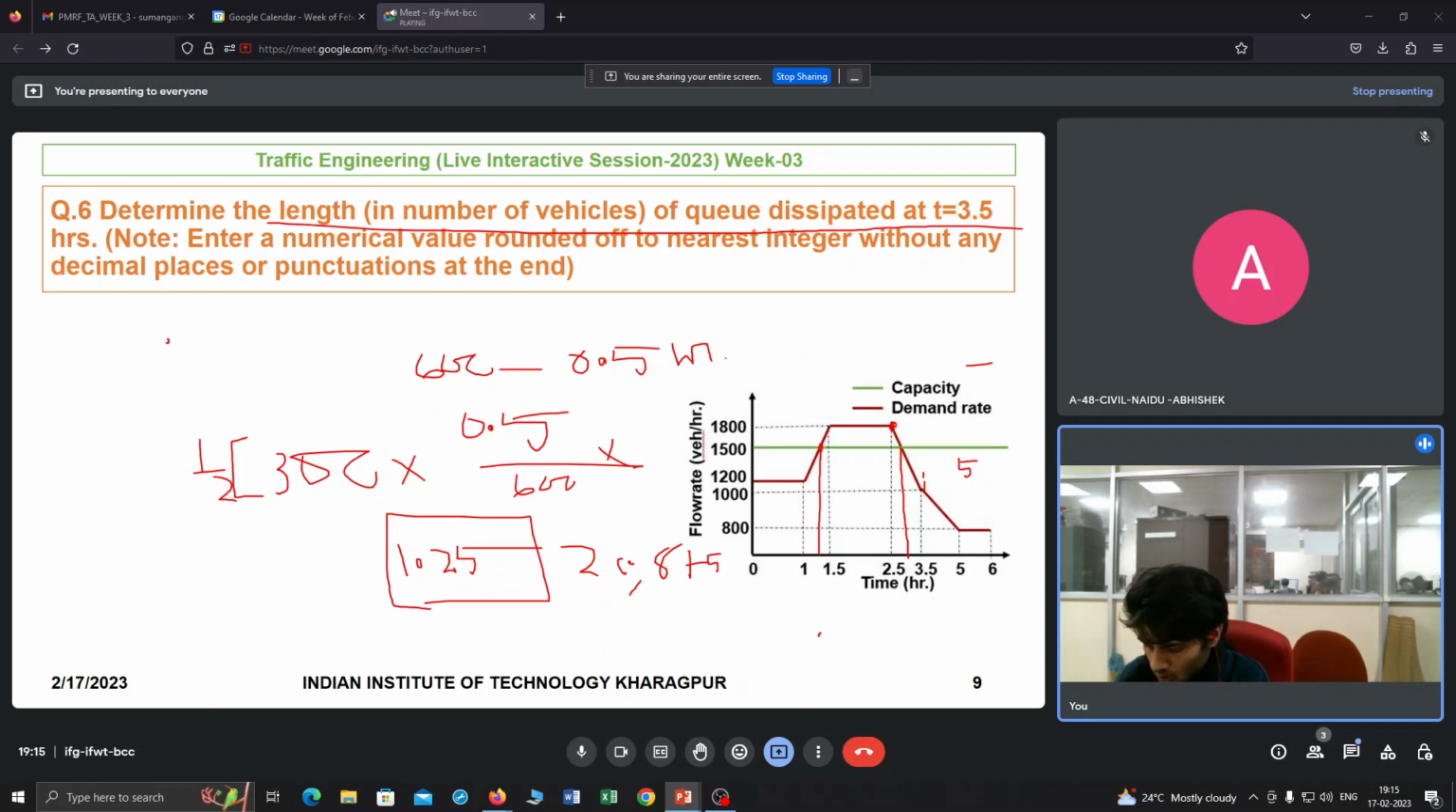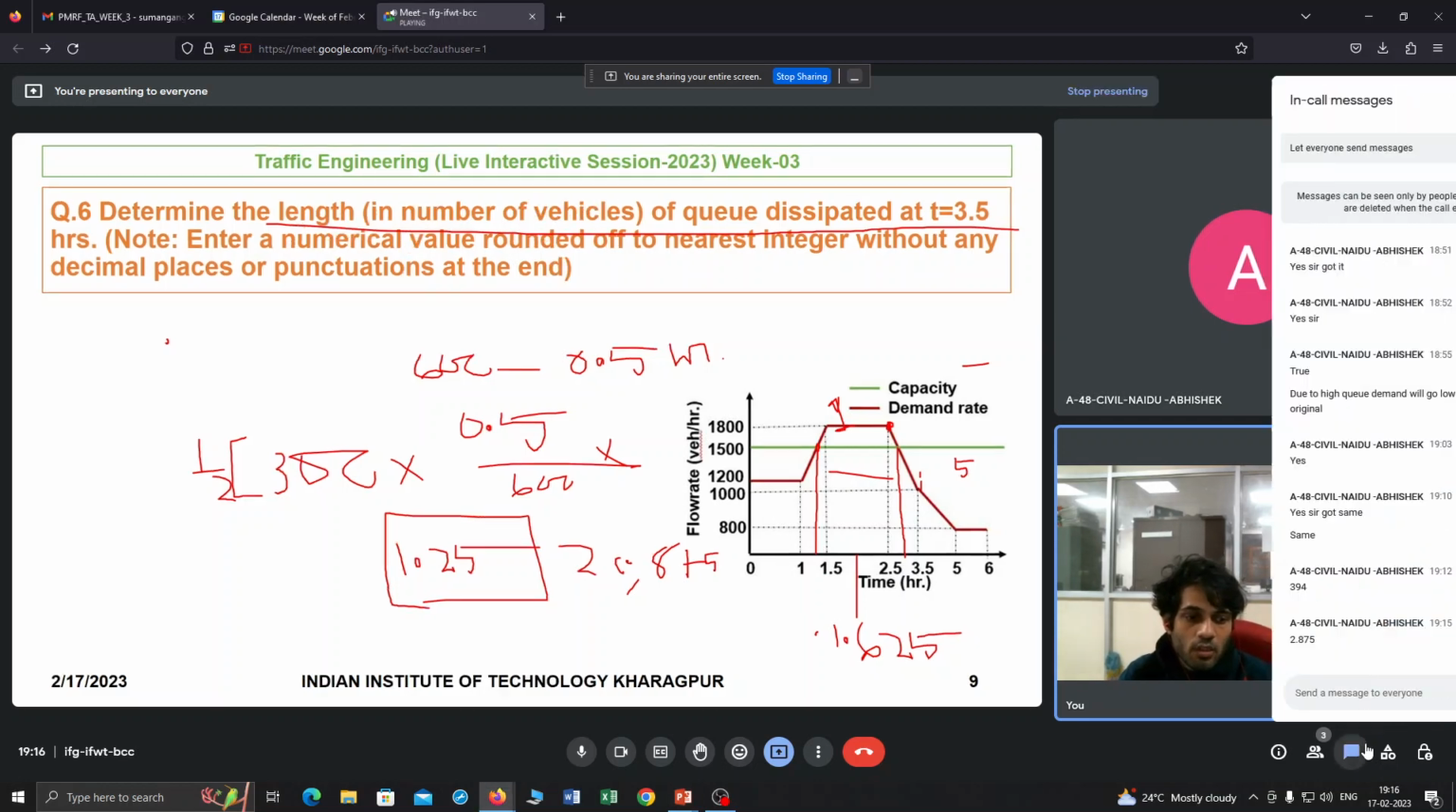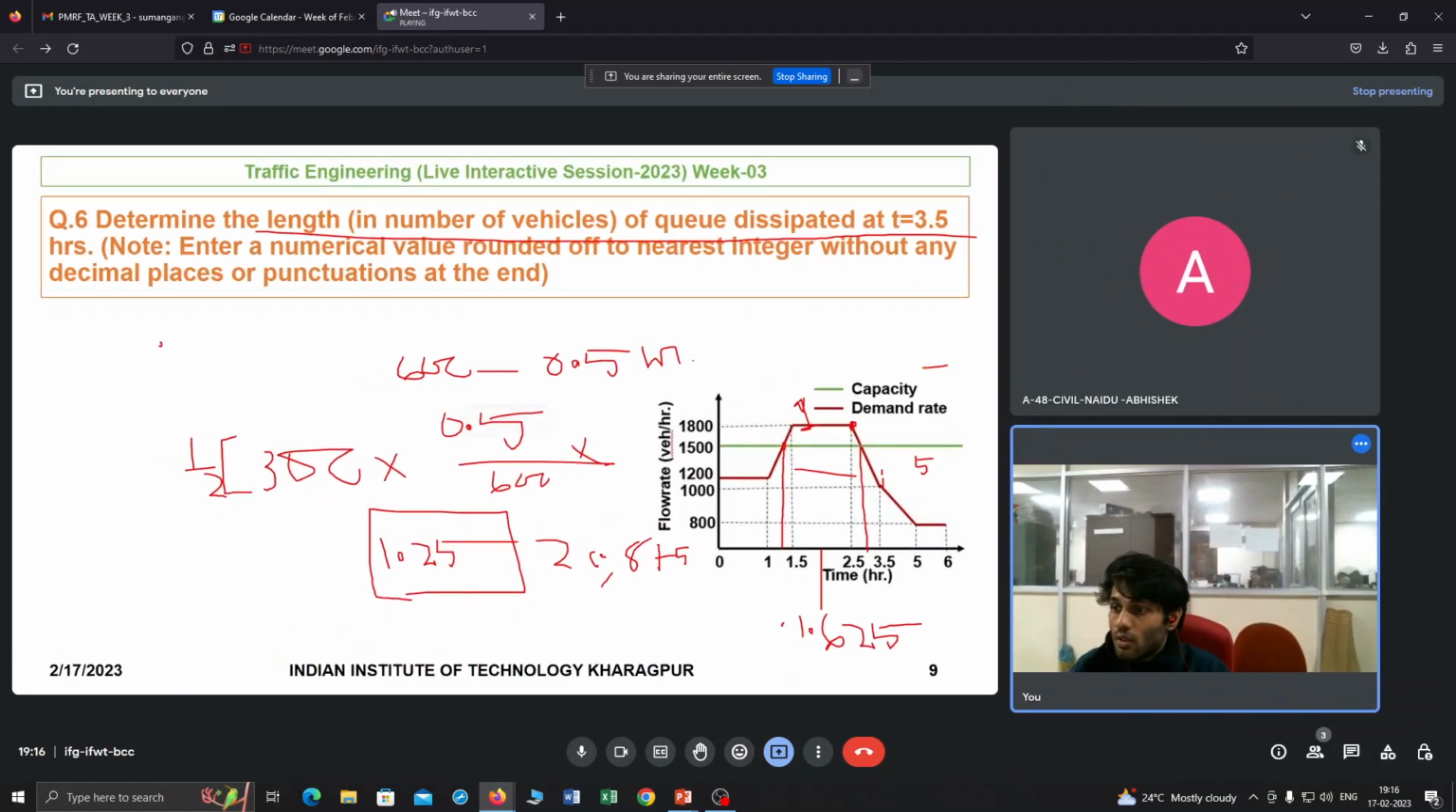So 2.875 minus 1.25 is 1.625, and this is 1. So 1 plus 1.625 means 2.625. So 2.625 into 300 by 2, that is 393.75, which means 394. Okay, so you are right.